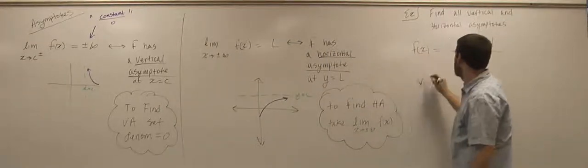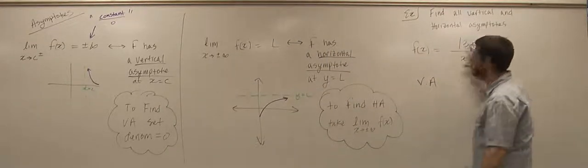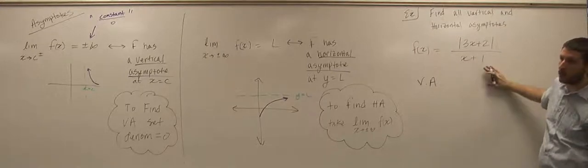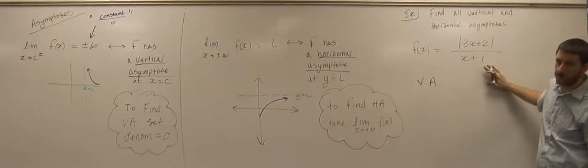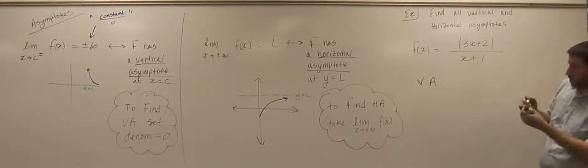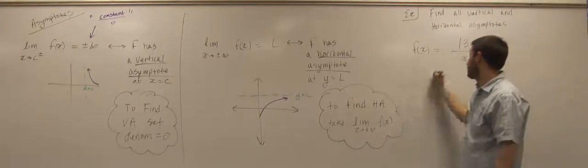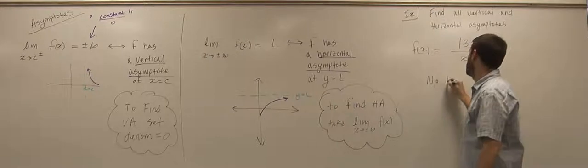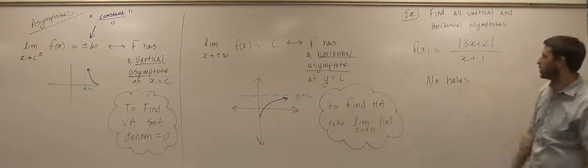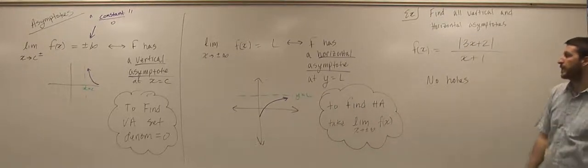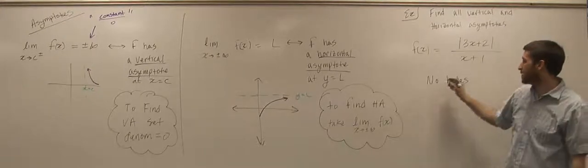First of all, you want to make sure nothing simplifies, because if it simplifies, then you have a hole and not a vertical asymptote. I can't factor and simplify anything, so there are no holes here. So don't confuse a hole for a vertical asymptote. Try to simplify, but that doesn't work.